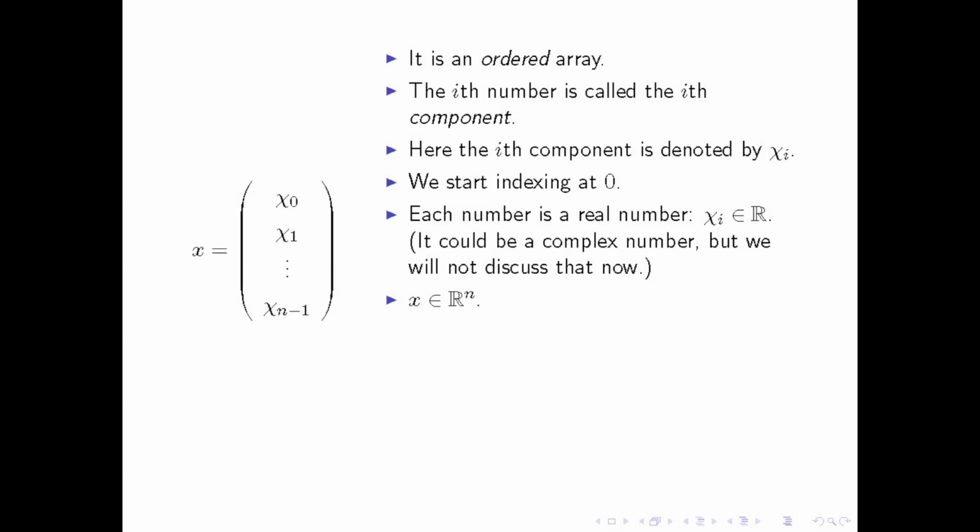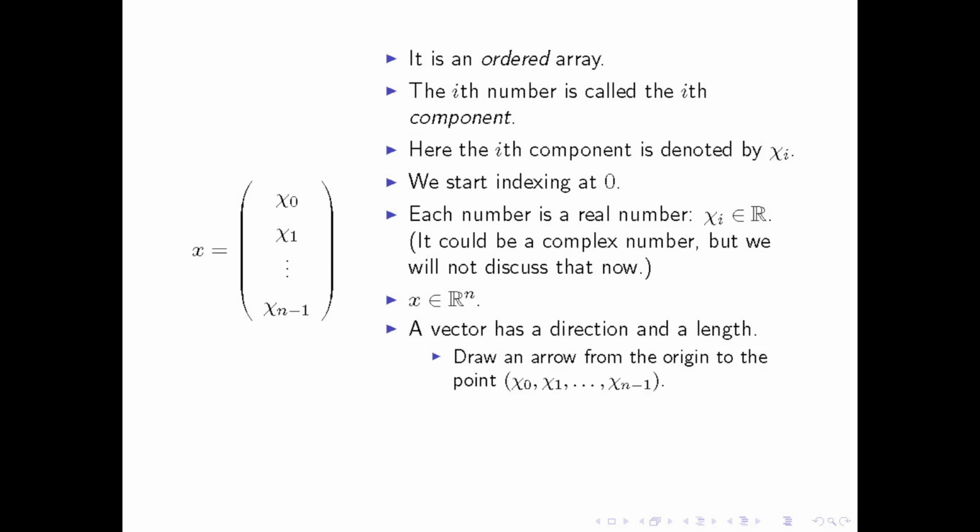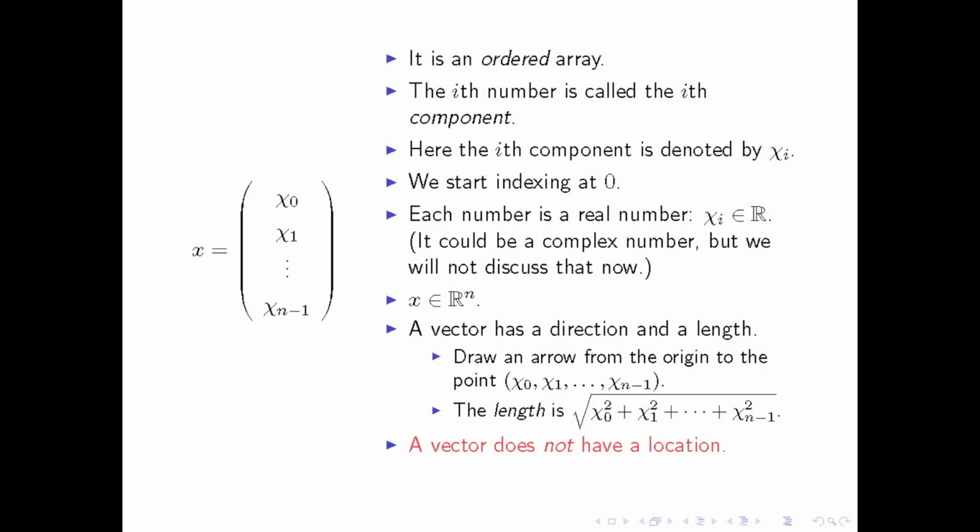A vector written down looks like an n-tuple that denotes a point in n-dimensional space, with the coordinates of that point written as a column of numbers. However, it has a direction and a length. But, importantly, it does not have a location. Let us look at an example in 2 dimensions.